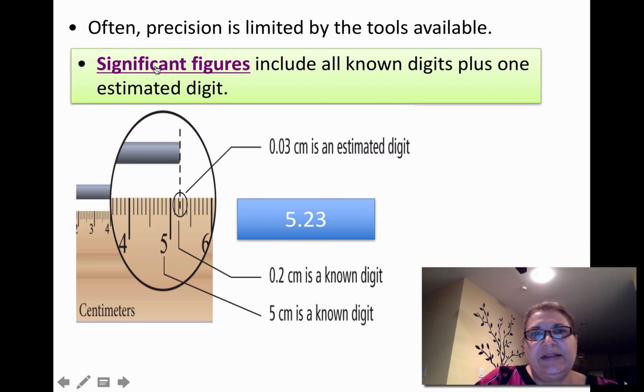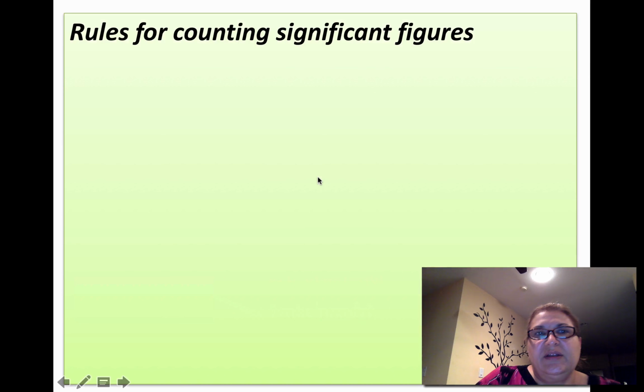Okay, so let's say we're measuring the length using the ruler, 5.23 centimeters. Now, the 5.2 are known digits, but the 0.03 is the estimated one. There are rules to figure out which one is significant and which one is not.